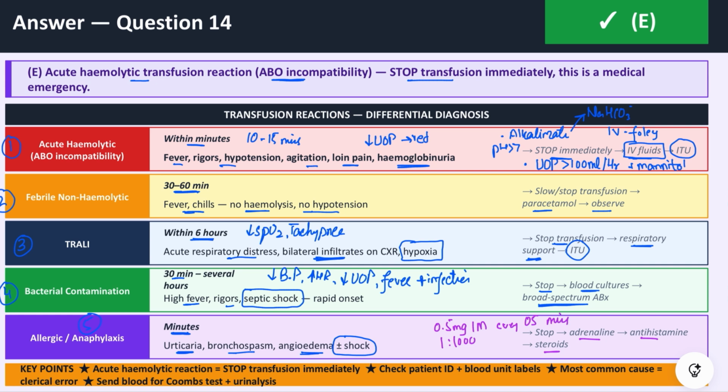Acute hemolytic reaction: stop the transfusion, check the ID on the blood, because the most common reason for this is clerical error. That is a high yield point to note. Once you have stopped the transfusion, you send the blood for the Coombs test and urine analysis.